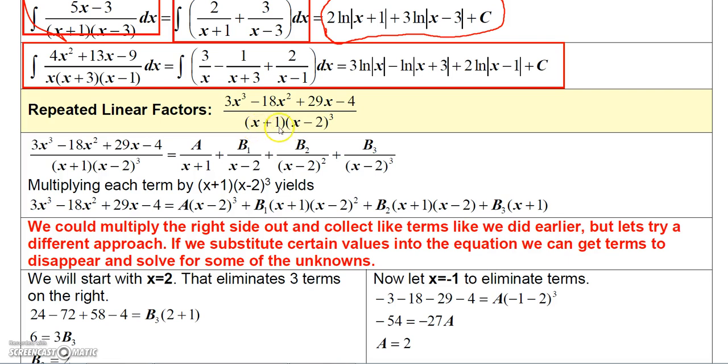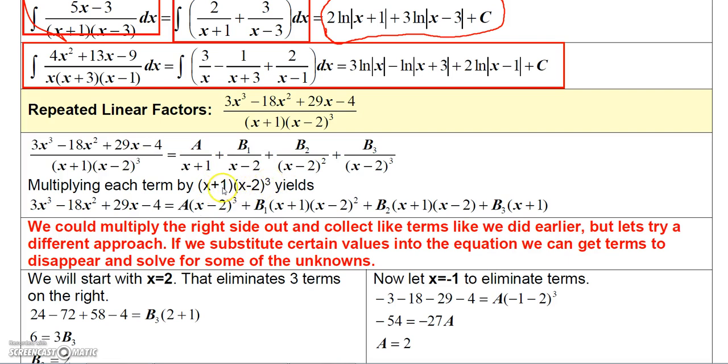So here I have x plus 1, so I'll go ahead and write A over x plus 1. But since I have x minus 2 quantity cubed, I'm going to write that as B1 over x minus 2, B2 over x minus 2 squared, and B3 over x minus 2 cubed. So you have to have a term for each power that the x minus 2 is raised to. Now, the lowest common denominator of all of these fractions would be x plus 1 times x minus 2 quantity cubed.